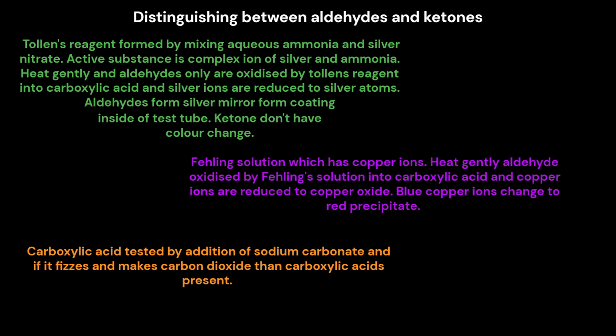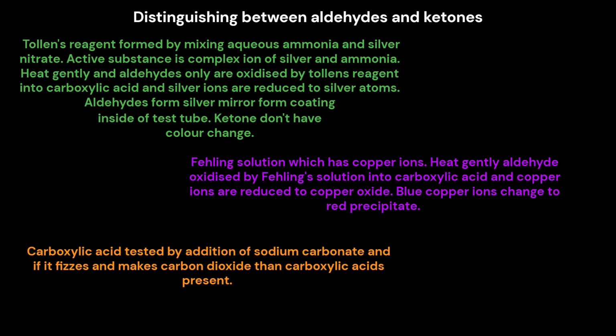Distinguishing between aldehydes and ketones. Tollens' reagent is formed by mixing aqueous ammonia and silver nitrate. The active substance is the complex ion of silver and ammonia. Heat gently, and only aldehydes are oxidized by Tollens' reagent into carboxylic acid, and silver ions are reduced to silver atoms. Aldehydes form a silver mirror coating inside the test tube.